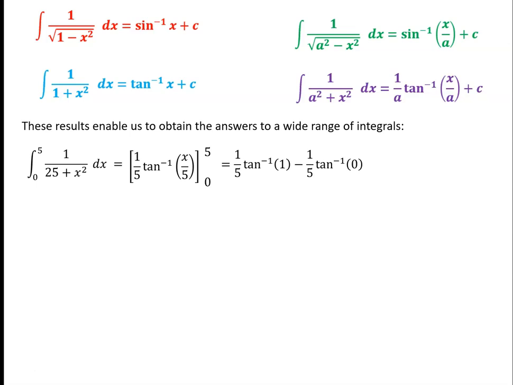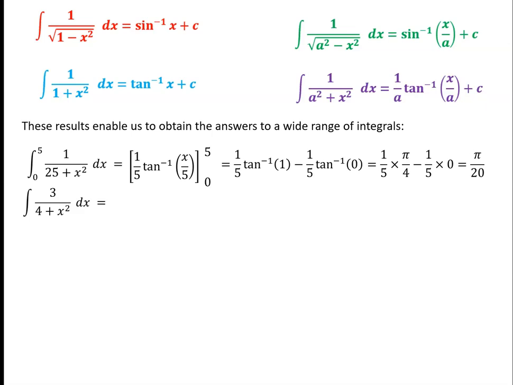Now we know that 1 is the tangent of 45 degrees, but we've got to remember in this video that we're using radians and not degrees. So 1 is the tangent of pi by 4 radians. So we've got 1/5 times pi by 4, take away 1/5 of tan to the minus 1 of 0. Tan to the minus 1 of 0 is 0. So we've got 1/5 of pi by 4, take away 1/5 of 0, which gives me pi by 20.